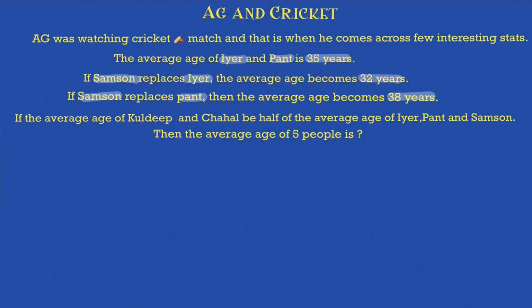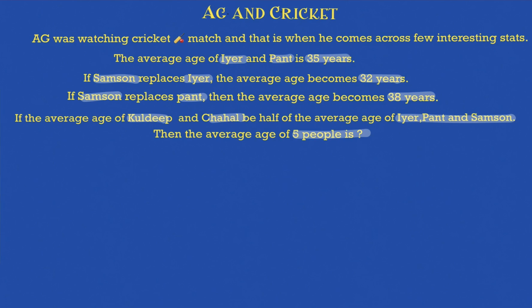If the average age of Kuldeep and Chahal is half of the average age of all three, Iyer, Pant and Samson, then the average age of 5 people is? Okay, that is the question being asked to us. So let's start with whatever we know and see where we can reach with that.